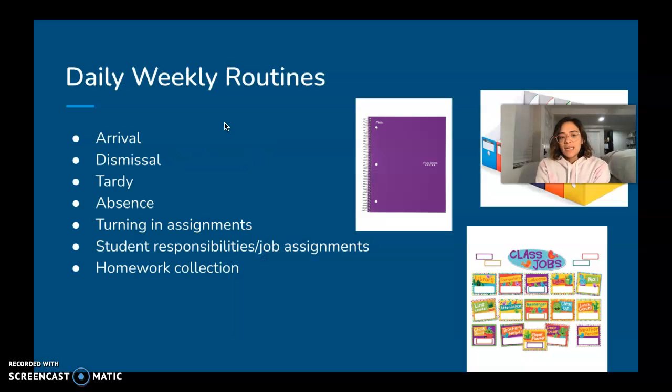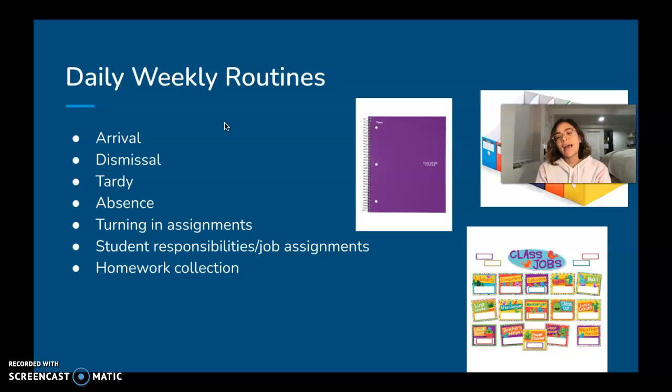Daily and weekly routines. As soon as students arrive, they would look up at the whiteboard. That's how I would want to start, and they would answer the question that's written in their journals, and the question would pertain to something about that day's goal, or what we learned during the week, or what we learned the day before.